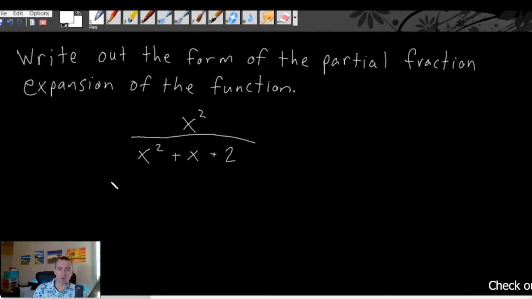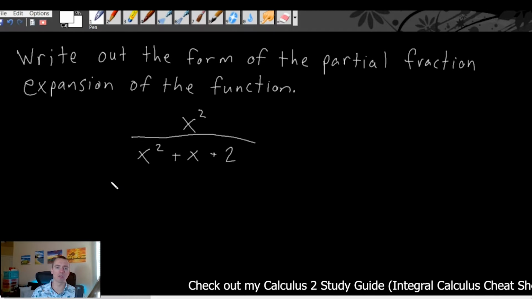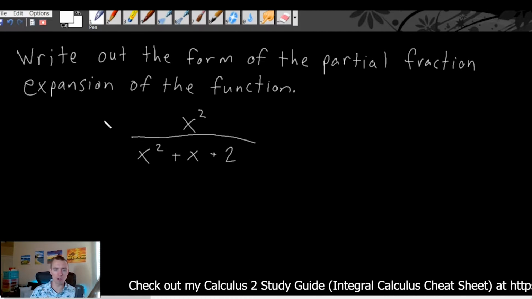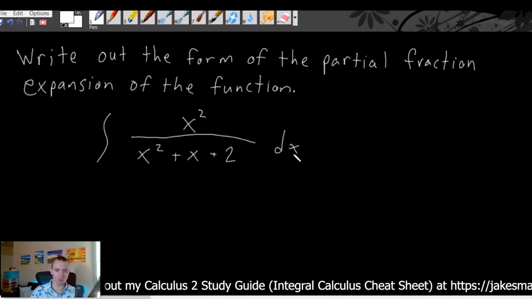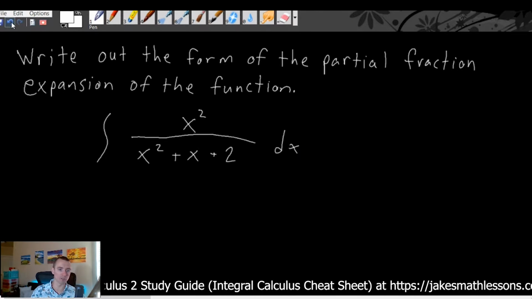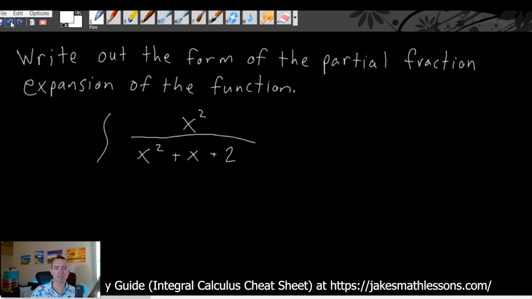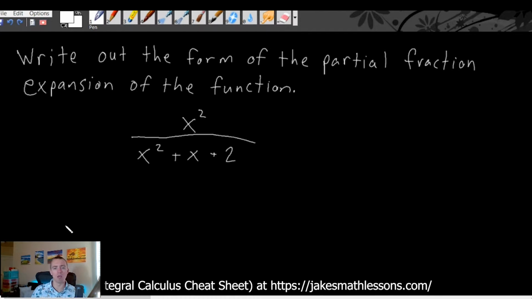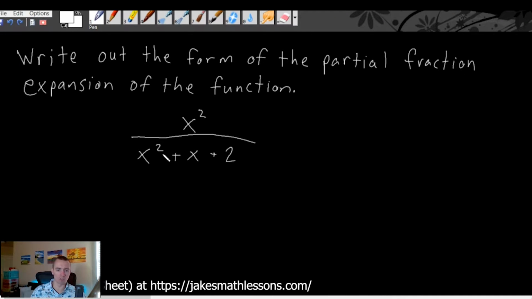Write out the form of the partial fraction expansion of the function x squared over x squared plus x plus 2. So in this first example here, we're not going to be going all the way through the problem, right? We're not going to be integrating this function, which you would frequently see with partial fractions integration problems. Instead, we're just going to take a moment to think about what the partial fraction expansion of this function would be if we were to integrate this function and do partial fractions integration.